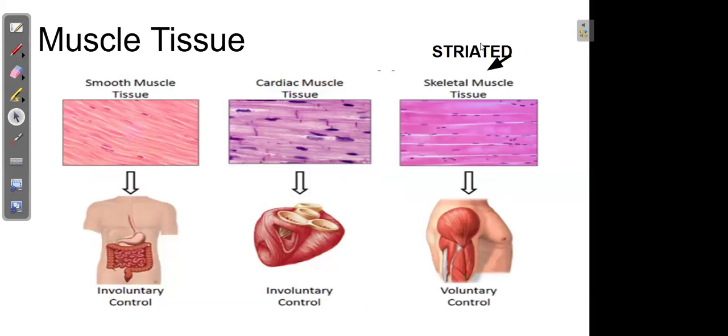Okay, let's start with now muscular tissue, the muscle tissue here. There are different types of the muscle tissue which we see here. There are three types of muscle tissue. You have the smooth muscle tissue and striated muscles and cardiac muscles. The smooth muscles, they are also called unstriated muscles.